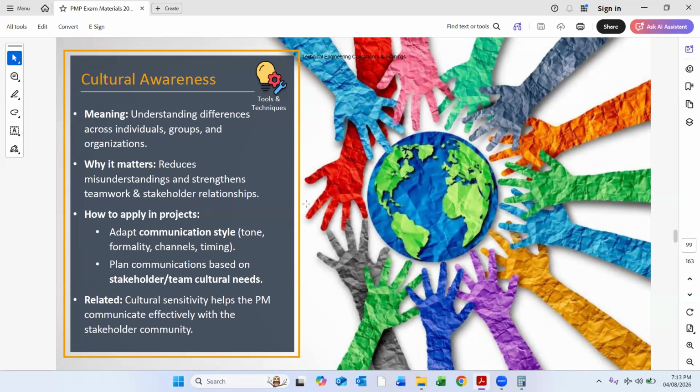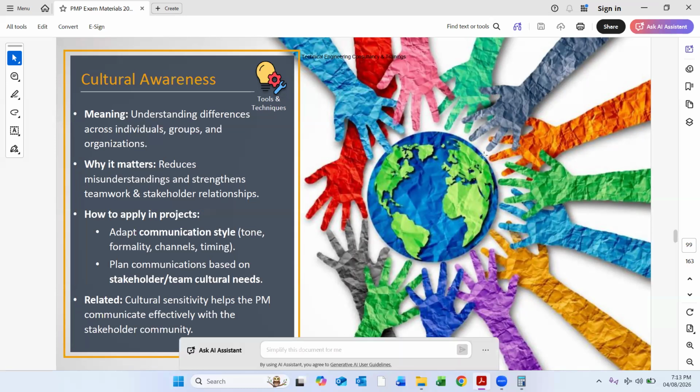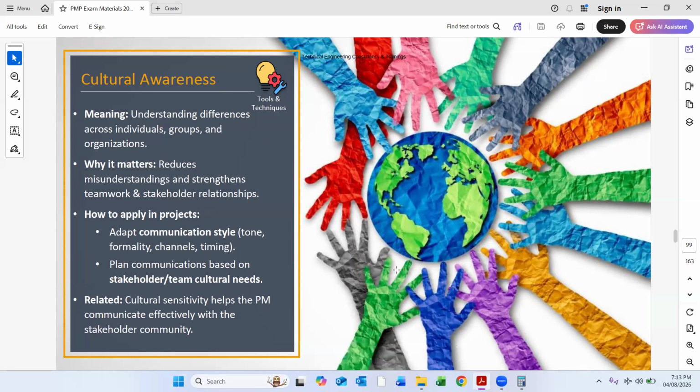As a tool and technique, we should know about the cultural awareness. How biodiverse is our team? We should know the differences, understand the differences across the culture, across the organization, across the groups, reduce misunderstanding and strengthen teamwork, stakeholders.